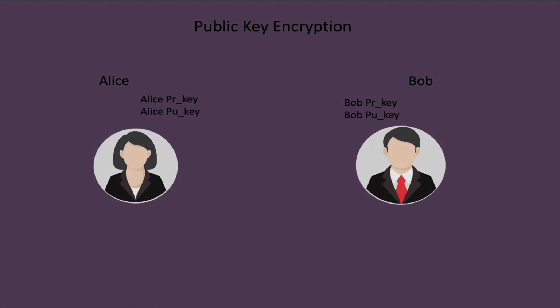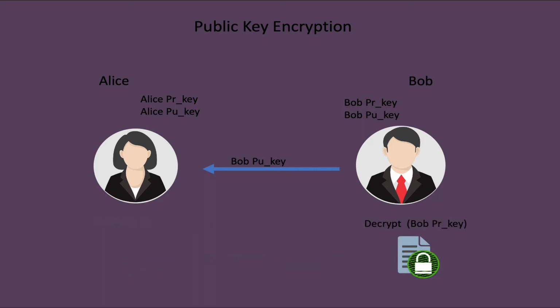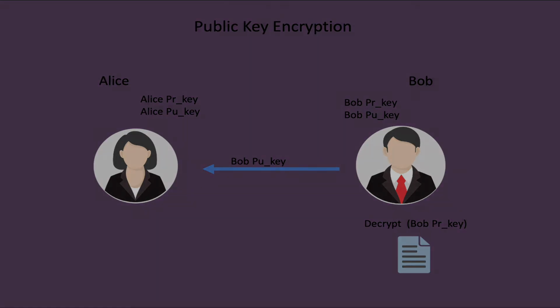So a quick refresher on public key encryption. Bob will send Alice his public key. Alice will encrypt a document or a file with Bob's public key and she'll send that to Bob. Bob will be able to decrypt that file with his private key. So when Alice sends the document to Bob, she knows that only he can decrypt it because he has the private key that's associated with the public key that she encrypted the data with.